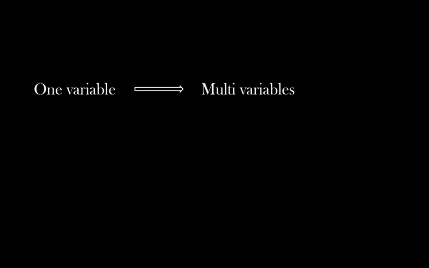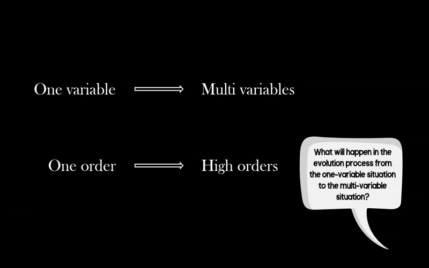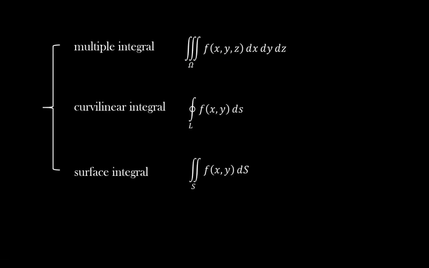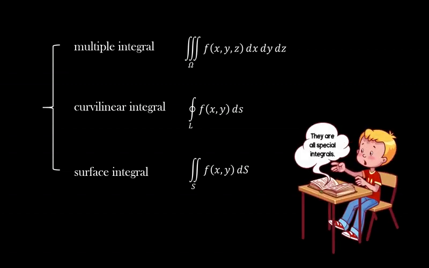As we all know, a complete set of principles of calculus should include both the one-variable situation and the multivariable situation. And it also should step from one order to the high order. If the current system of calculus principles is endowed with a twisted structure in the one-variable situation, what will happen in the evolution process from the one-variable situation to the multivariable situation? Even though the multiple integral, the curvilinear integral and the surface integral are all integrals concerning multiple variables, they are not standard integrals of multiple variables but special integrals.